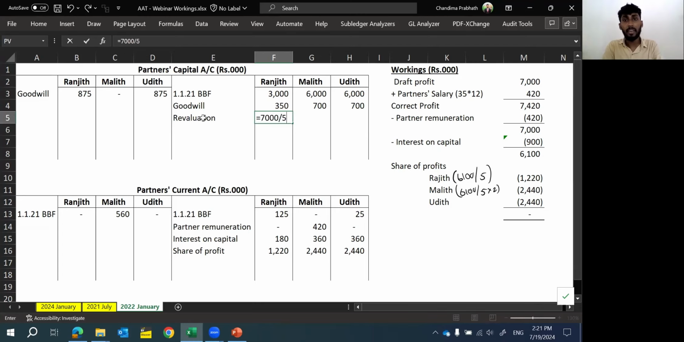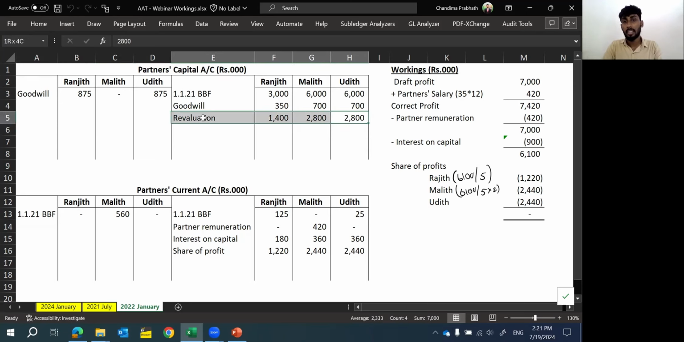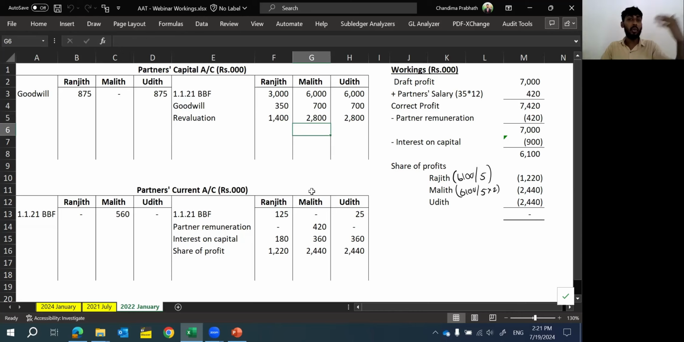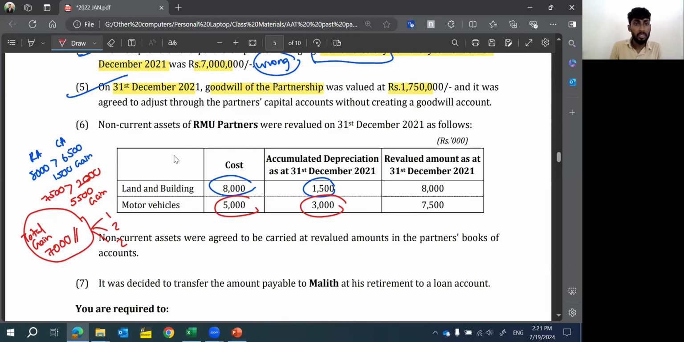7,000 divided by 5, into 1, gives 1,400. Then 7,000 divided by 5, into 2, for Malit, and for Udit also the same. So the total split is 7,000. That is our net gain, and it is split using the old profit sharing ratio. Done. Now we recorded the revaluation. We recorded the goodwill. Done. Okay, our next step is what?